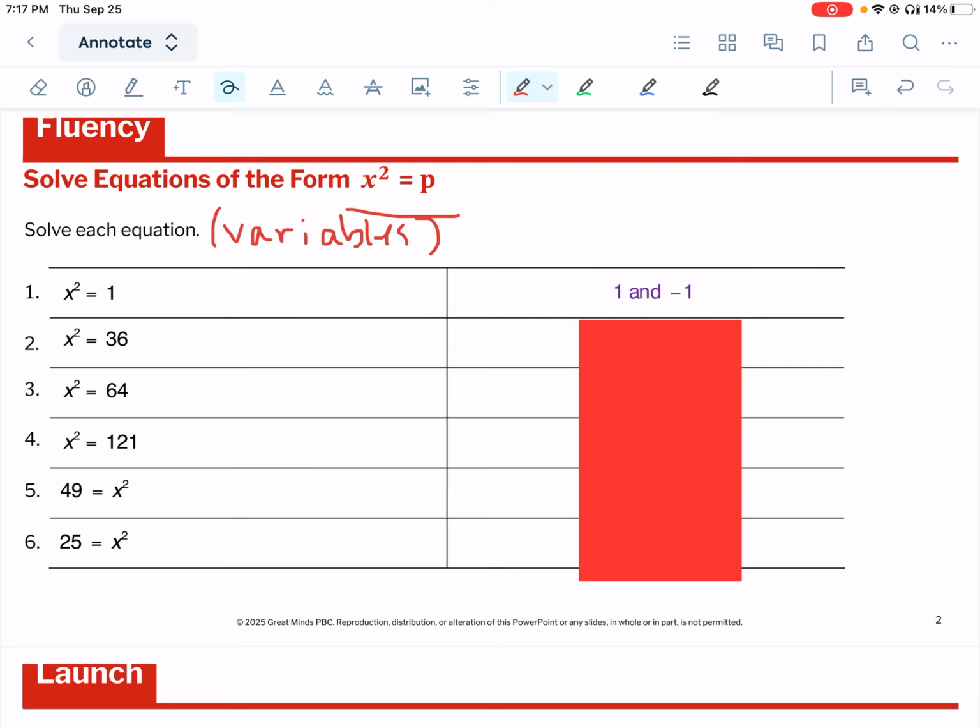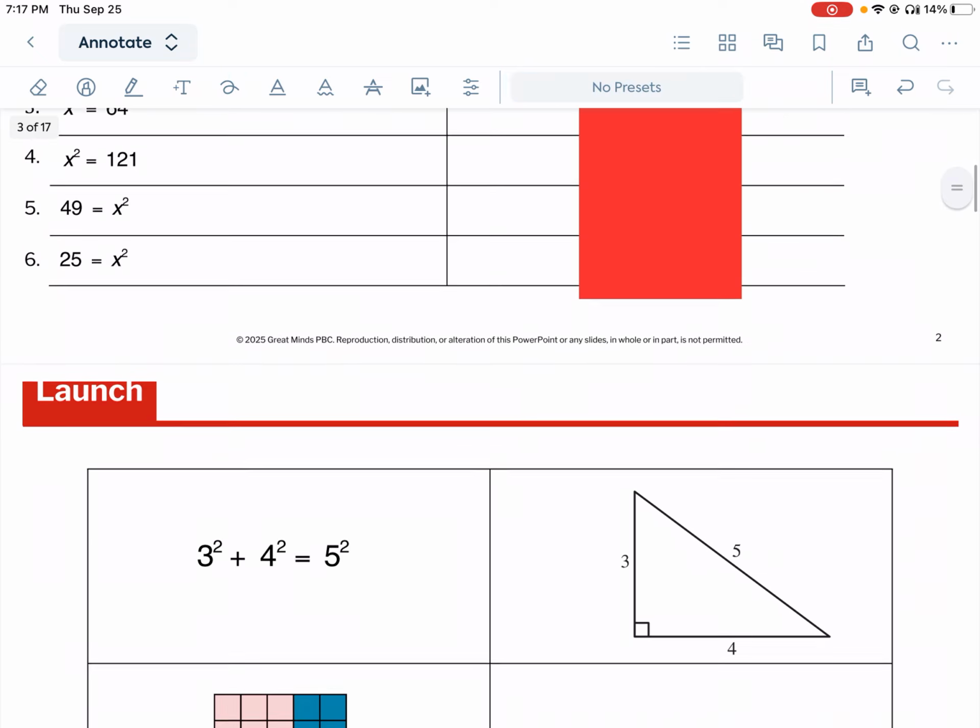For number 2 through 6, do those on your own. But do remember, you will have a positive answer and a negative answer, and they are both correct. The reason being is because a negative times a negative is a positive, and a positive times a positive is still a positive.